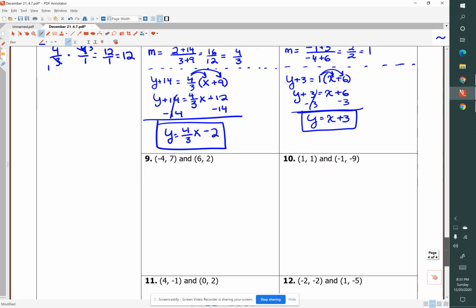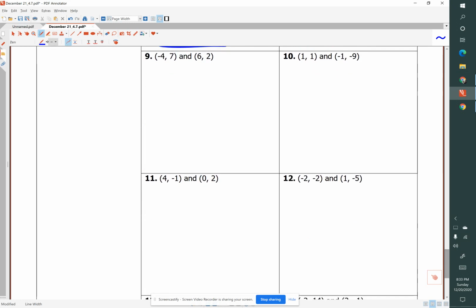And we have y equals x plus 3. So we've got 4 more to do. So first we find the slope, and it's going to be our y2, 2 minus 7 divided by 6 minus negative 4, which will be plus 4, which will translate into negative 5/10, which simplifies to negative 1/2. So our slope is negative 1/2.